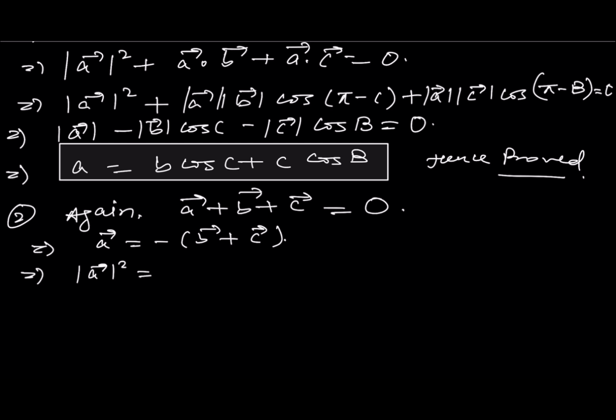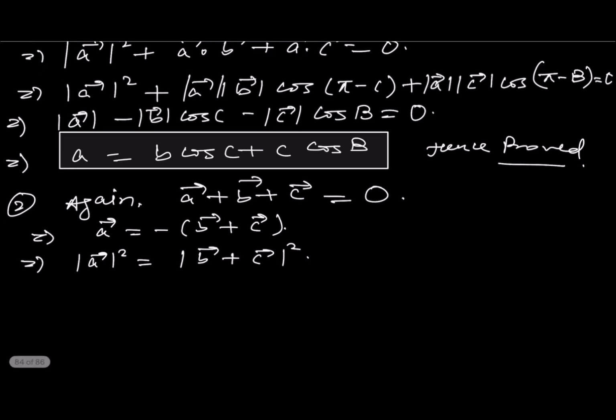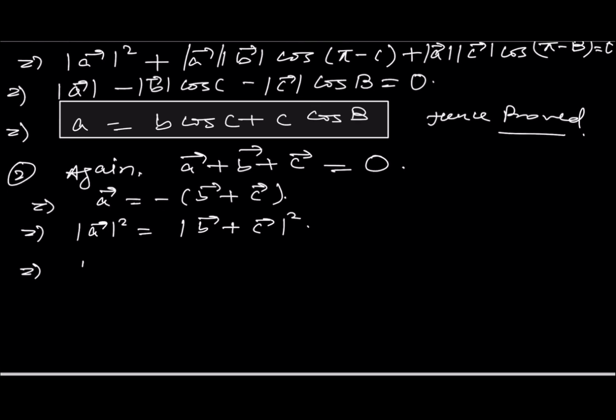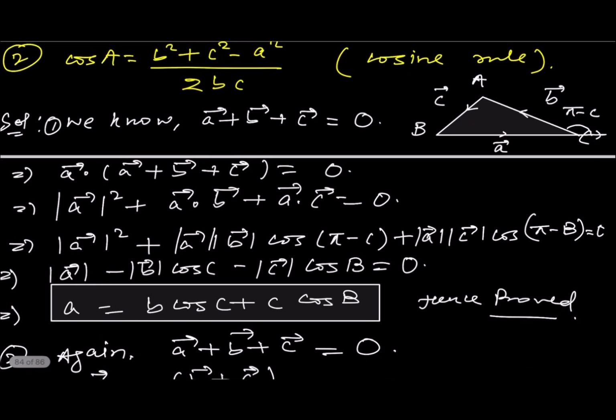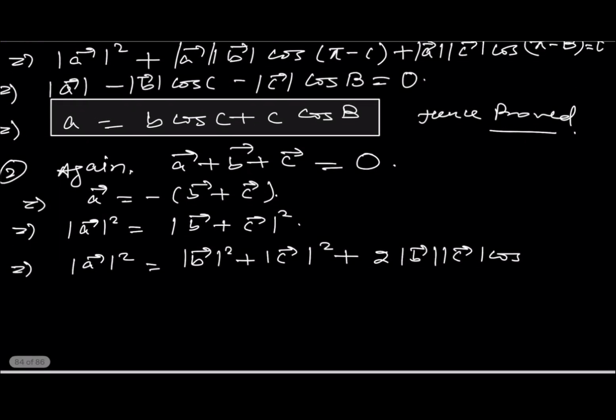after squaring this will become mod of b square plus mod of c square plus 2 b dot c, or 2 mod b mod c cos theta, and theta is the angle between b vector and c vector. So the angle between b vector and c vector is pi minus A. This is cos pi minus A, and cos pi minus A is minus cos A.